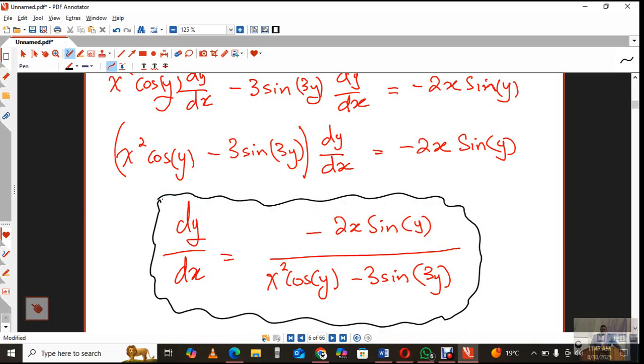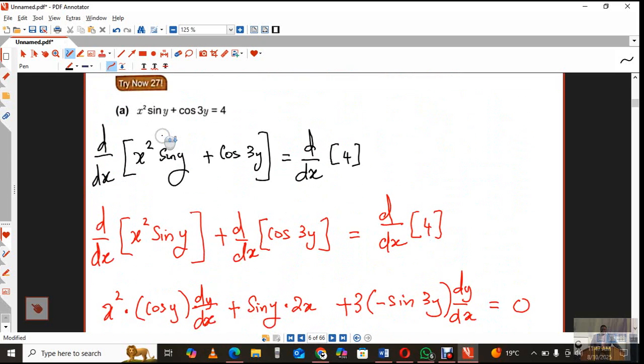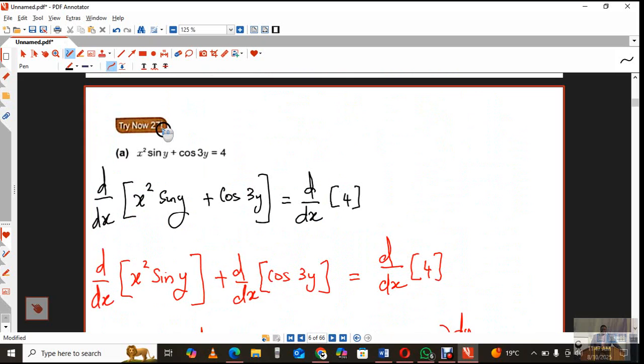Now, if it's a bit too fast for you, remember you can always pause the video and go back and see. Just be careful with your steps whenever you're dealing with that. In this particular instance, you had to apply the product rule, and you also used the chain rule when you found the derivative of cos 3y.